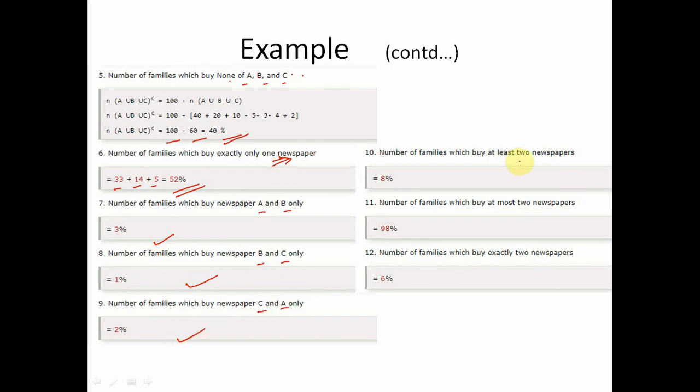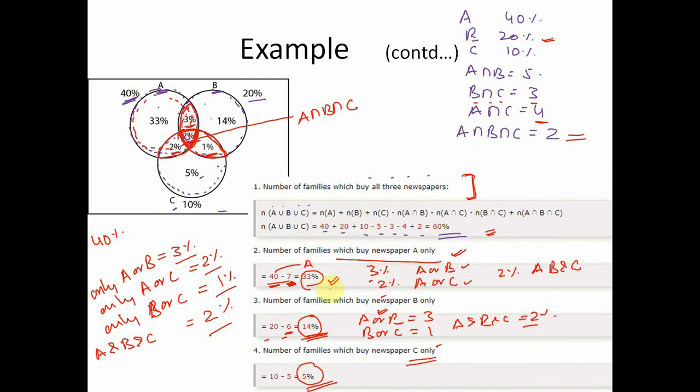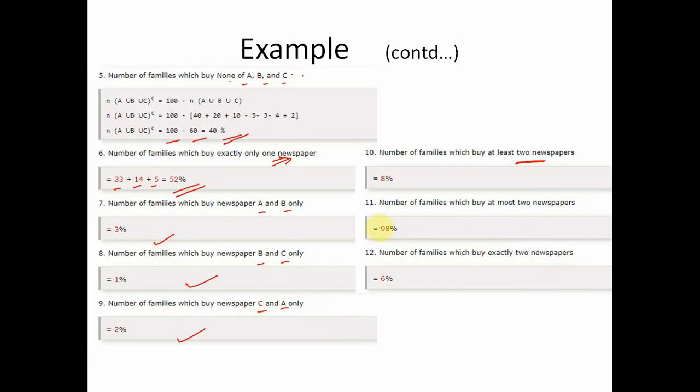Number of families who buy at least 2 newspapers. So at least 2 newspapers means it will have to encompass this 3%, A and B, this 2%, A and C, this 1%, B and C, and this 2%, which is A and B and C. So you get 3 plus 1 plus 2 plus 2, that is equal to 8%.